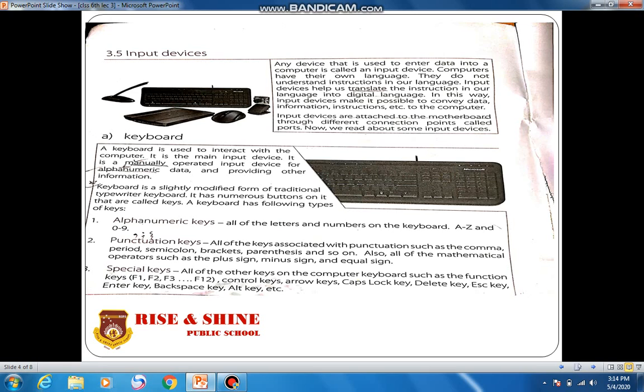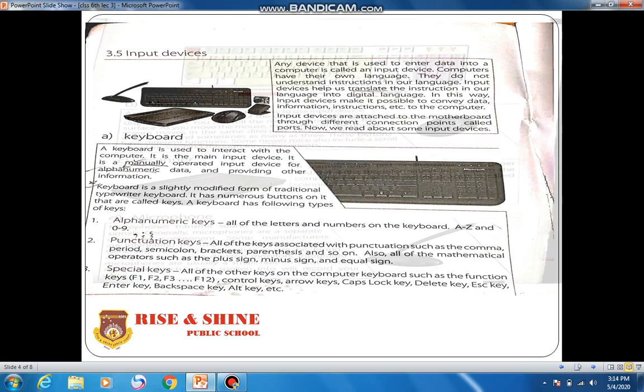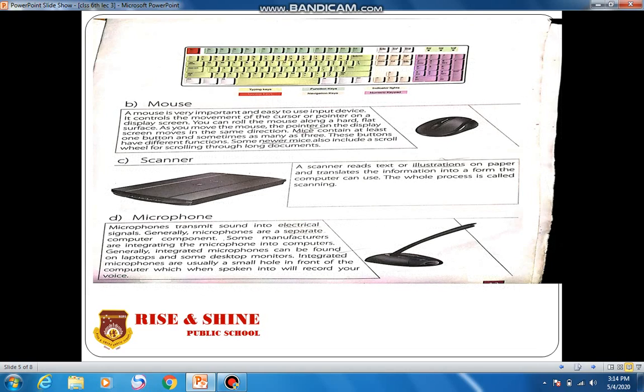Number third type of the keys are the special keys. All of the other keys on the computer keyboard such as the function keys F1 to F12, control keys, arrow keys, caps lock key, delete key, escape key, enter key, backspace key, alt key, etc. belong to this category. Now in this specific picture you can see a simple keyboard.